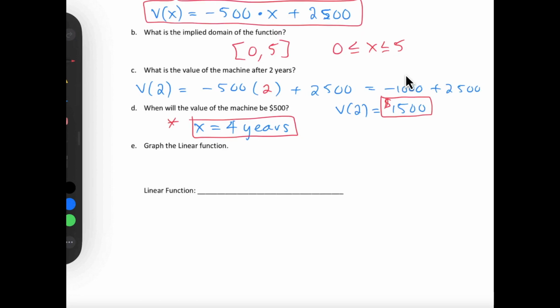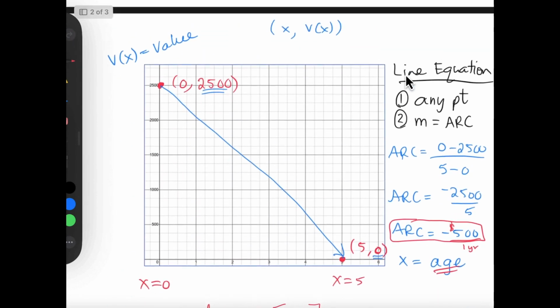And then graph the linear function. We've already done that, and let's just pop it right here to say that the linear function that we found was negative 500x plus 2,500, and we did graph that function down here, so that would be the answer to the last question.